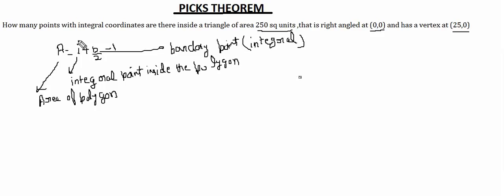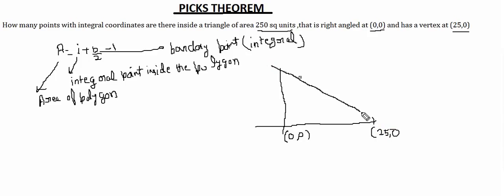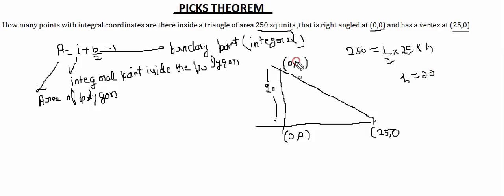So let's start. How many points with integral coordinates are there inside a triangle of area 250 that is right angled at (0, 0) and has a vertex at (25, 0)? Right angle at (0, 0), vertex at (25, 0), and area is 250. That means your height will be 20, because area is equal to half base, which is 25, into height. So your height will be 20. That means the coordinate of this point will be (0, 20).